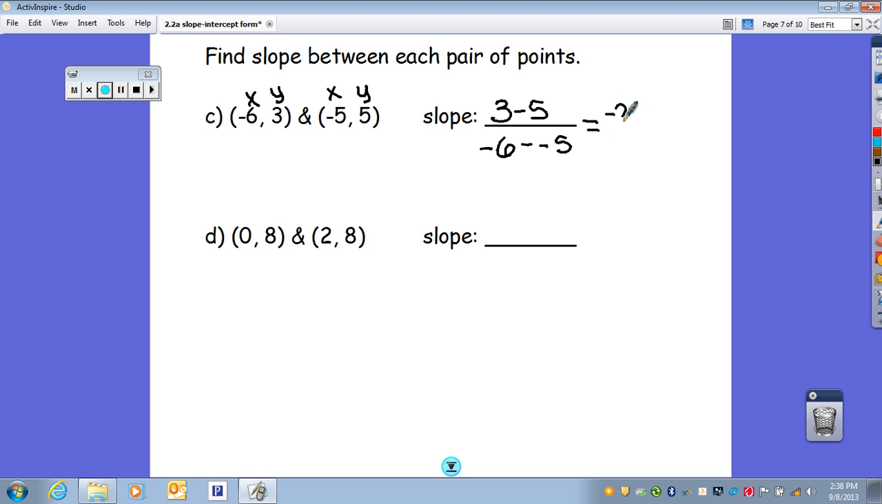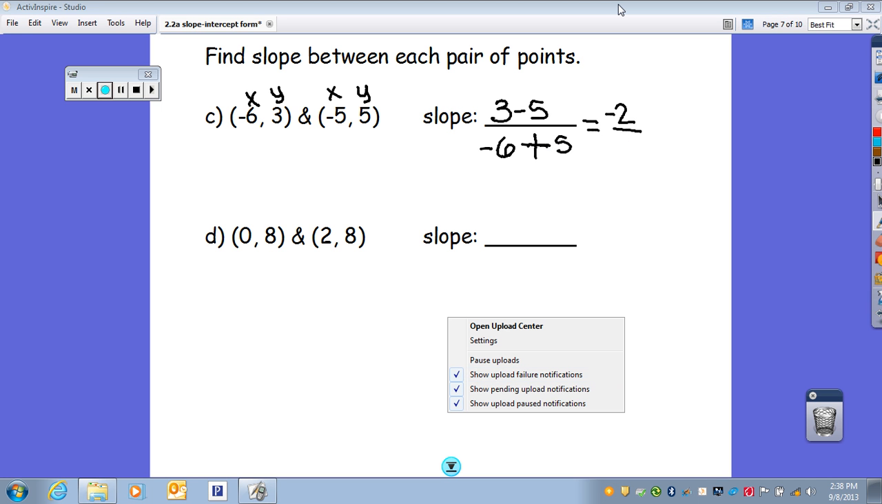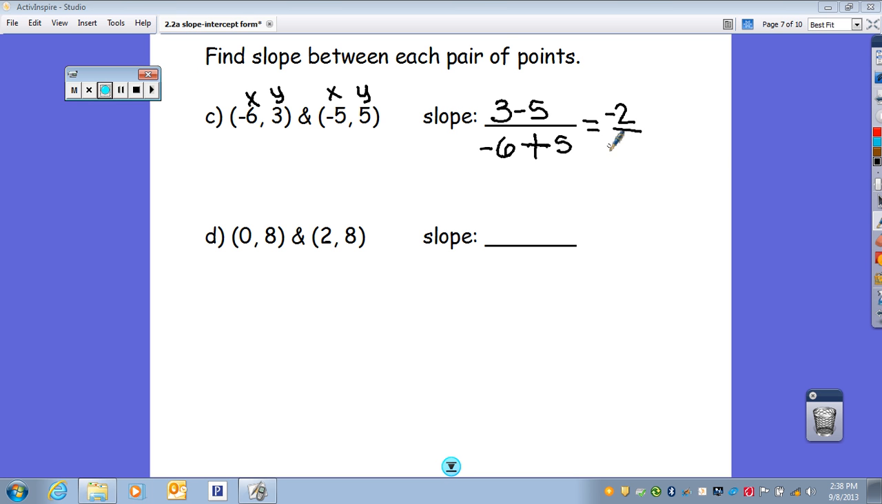3 minus 5 is -2. -6 minus -5, we change that to +5, would give me a -1. Simplified, my slope will be 2. If you decide to go the other direction and took 5 minus 3 and -5 minus -6, you'll get the same result. Let's practice the next example.